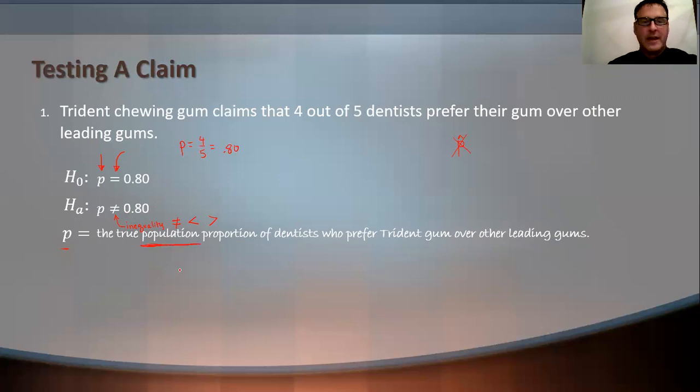Okay, this is a description for a parameter, and that's how I'm going to define it as P. Again, we do not have P hats here. And again, we're going to talk about proportions in this particular problem. So the true population proportion of dentists who prefer chewing gum over other leading gums. We must make sure that we define that variable P as we wrote it symbolically within our null and alternative.